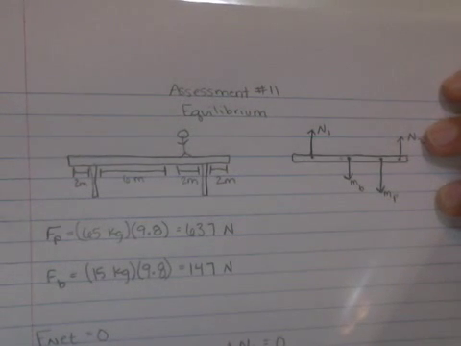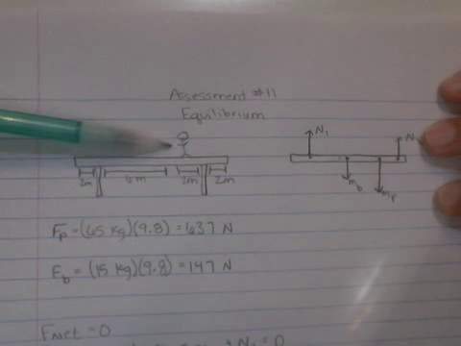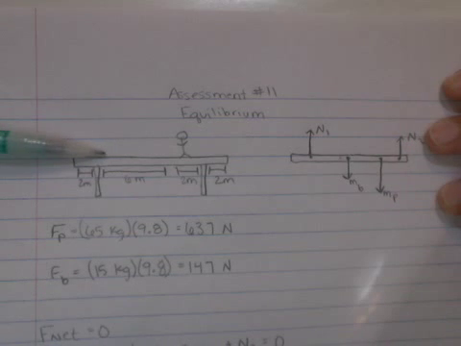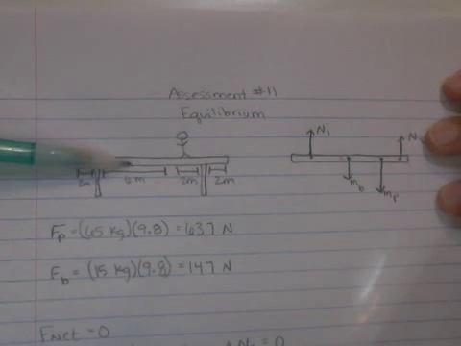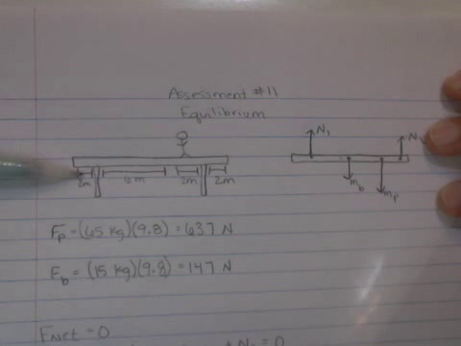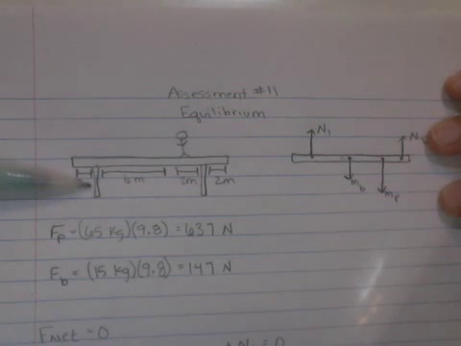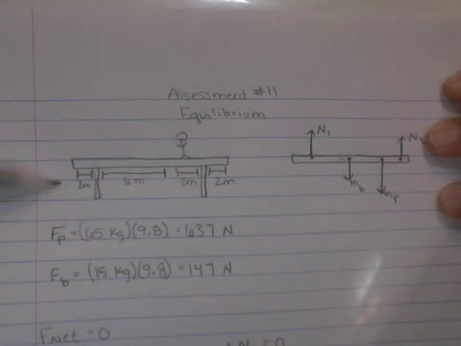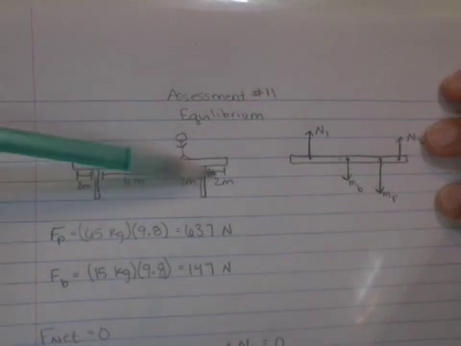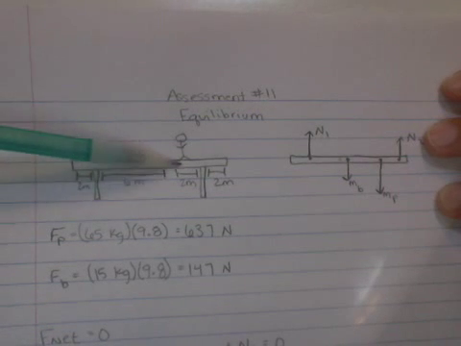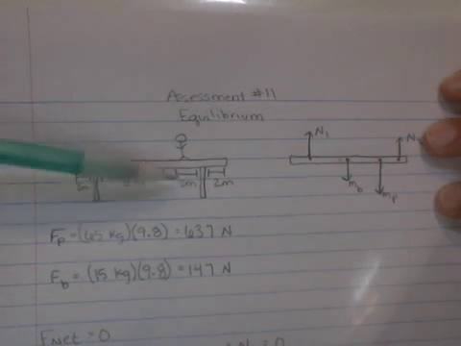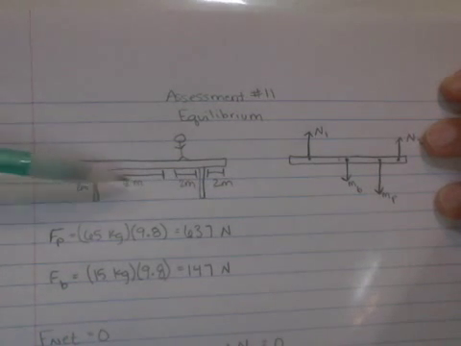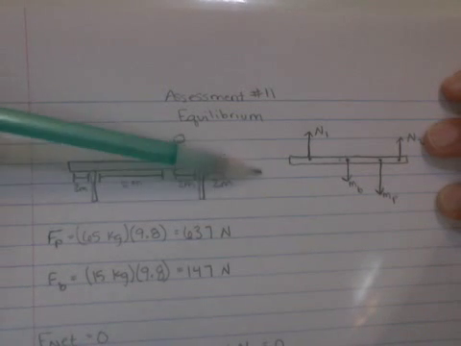What we have is a 65 kilogram painter standing on a support. The board that she's standing on weighs 15 kilograms, and we want to find the force of the two supports right here. What we do know is that each support is located 2 meters from the end of the board. The painter is 2 meters from the support, and altogether from one support to the next is a total of 8 meters. What I first did was I drew a free body diagram.